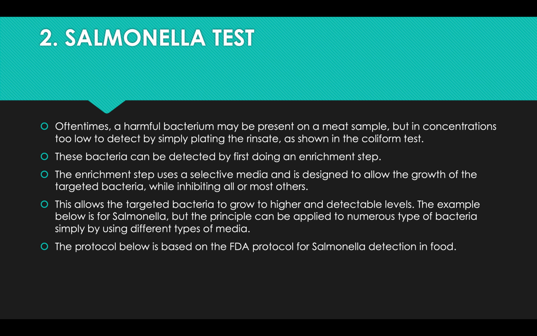For the Salmonella test, oftentimes a harmful bacterium may be present on the meat sample, but in concentrations too low to detect by simply plating the sample as in the previous test. These bacteria can be detected by first doing an enrichment step. The enrichment step uses a selective media and is designed to allow the growth of target bacteria while inhibiting all or most of the other bacteria. This allows the target bacteria to grow to higher and detectable levels.